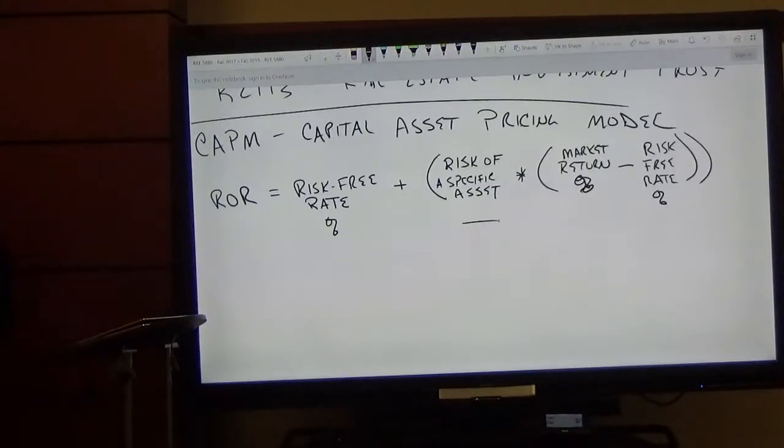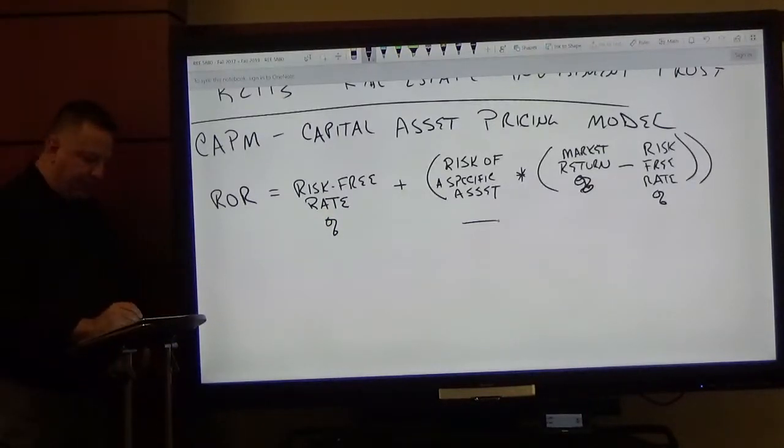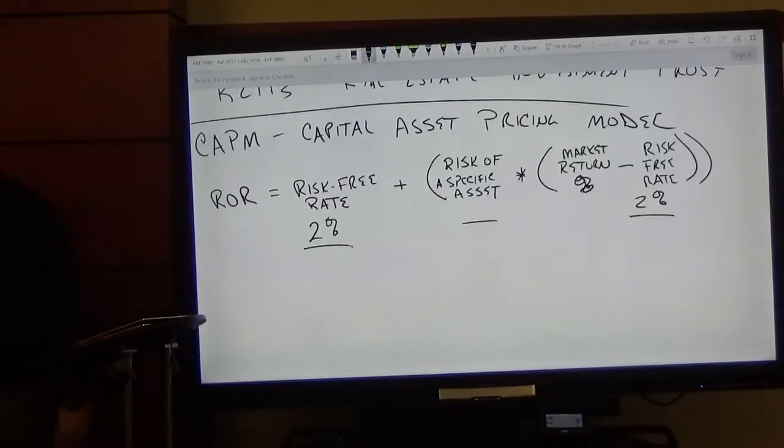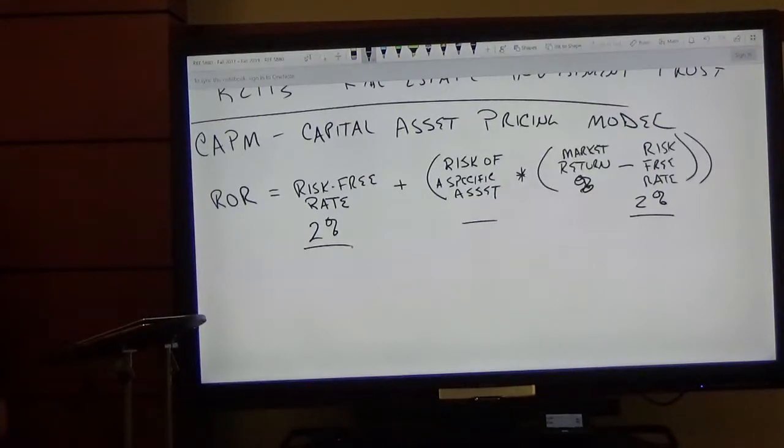All right, let's start to fill this in. We talked about earlier, the risk-free rate is what? Some sort of government security, and let's just say that's going to be 2%. So I'm plopping in 2% there on both sides for our risk-free rate. Everybody with me? Yes or no?